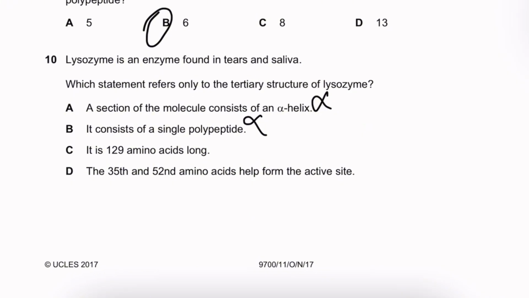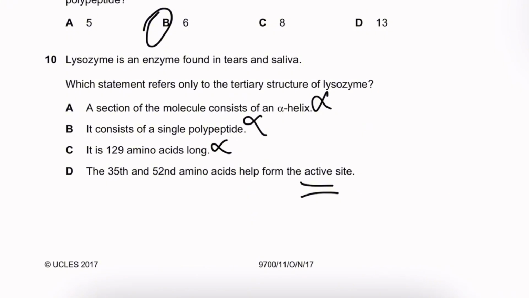The 35th and 52nd amino acid help form the active site. So yes, the 35th and 52nd help form the active site. The active site is supposed to be this region that has a specific tertiary or 3D structure, which is where enzymes or substrates are going to bind. The amino acids involved in this formation could have hydrogen bonds between them, disulfide bonds, hydrophobic interactions, or ionic bonds. You never know. So that's why they listed amino acids.